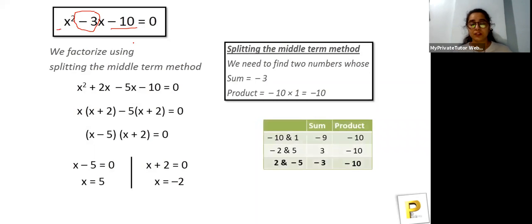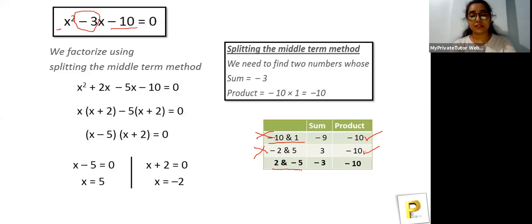Okay, let's check the factors. If you take minus 10 and 1, what is the sum? Minus 9. And the product is minus 10. So the product we are getting is proper, but the sum we want is minus 3. So we cannot use these factors. Okay, let's check the next one. If you see, minus 2 into 5 will also give us minus 10, right? So we're getting the product as minus 10, but the sum is 3, and we want minus 3. So again, this is cancelled.